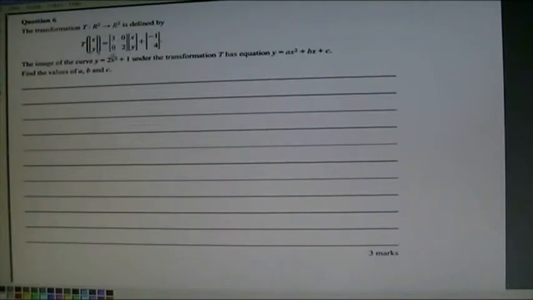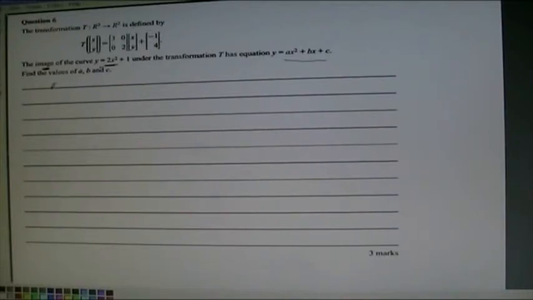The image of the curve, so the original equation is this, and the image is just a fancy word for what the equation is after the transformation has taken place. So we have to find the new equation after this transformation has taken place, and we need to make sure it's in this type of form so we can find these coefficients A, B and C. So basically here's our equation that we need to start with.